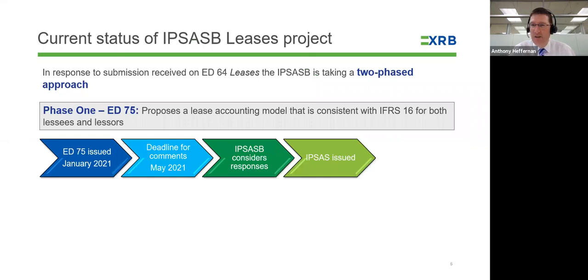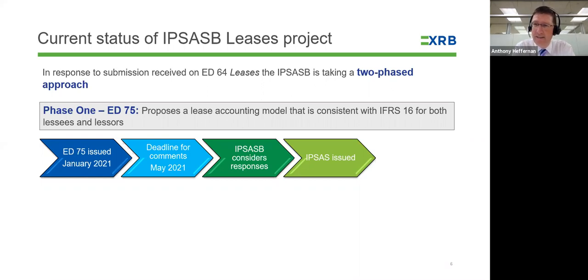So the current status of the IPSASB leases project. I mentioned before that they did issue ED 64. This current exposure draft open for comment is a second exposure draft. ED 75, currently open for comment, proposes a lease model that is consistent with IFRS 16 for both lessees and lessors. And Ross will spend some time talking about what we mean by that, for those that haven't been following what's happening in the for-profit world: what does introducing a right-of-use model mean under ED 75? But that's open for comment. IPSASB will consider carefully the feedback received, and then they expect to issue a final pronouncement.